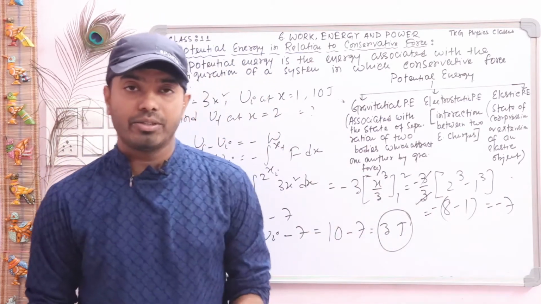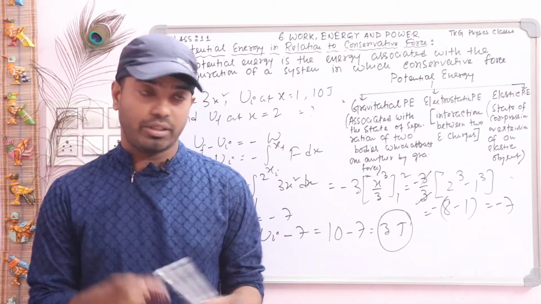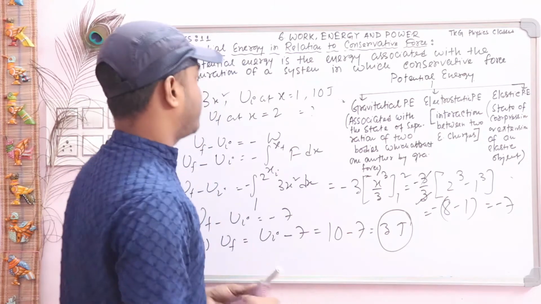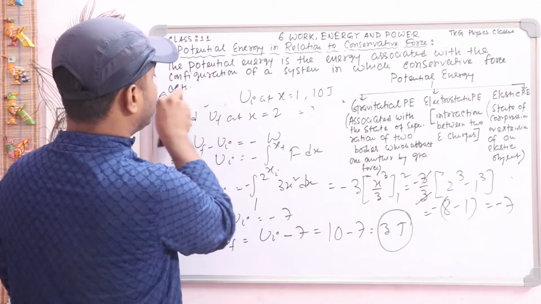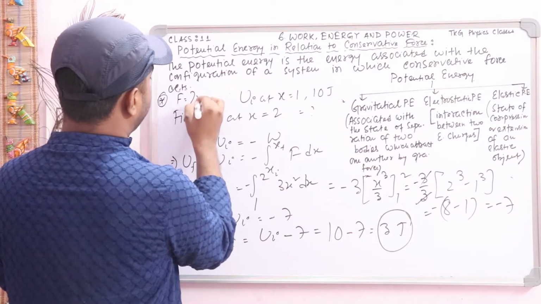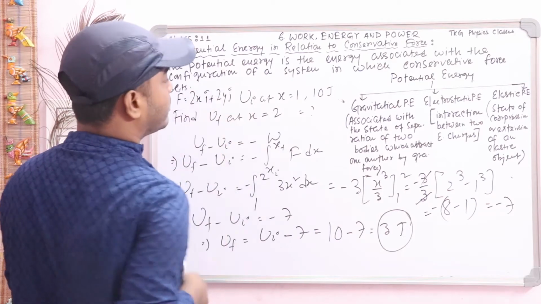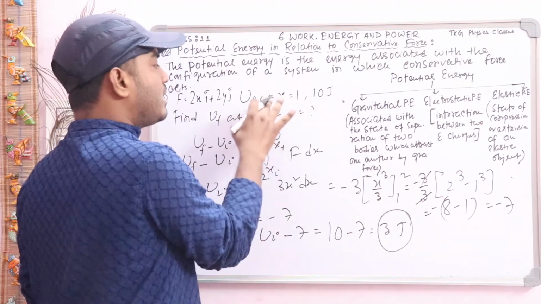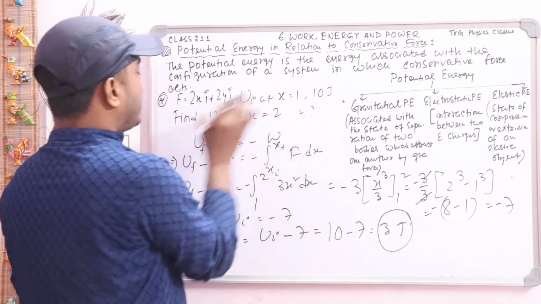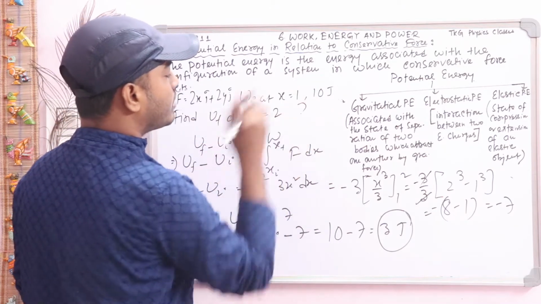Okay. So these types of problems are important, students. But remember one thing. Okay, let's take one homework. Suppose the force value is given like this way: F equal to 2x i cap plus 2y j cap. Initial potential energy at x equal to 1 is 10 joule. You have to find out the final potential energy at x equal to 2. So this is your homework.